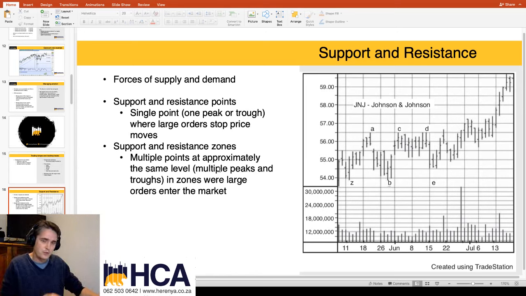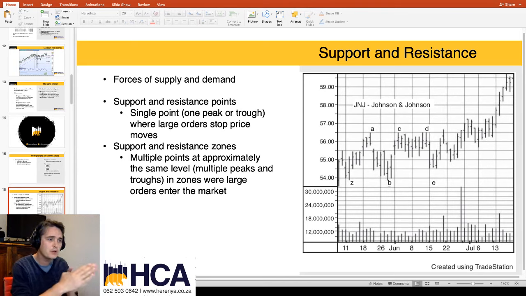That is not true. Support and resistance zones are dynamic. They are approximate, right? We cannot predict where a big player enters the market. Today he might enter the market at 54.10. Tomorrow he might come in at 54.02. We don't know, as long as it's in that sort of area, right?